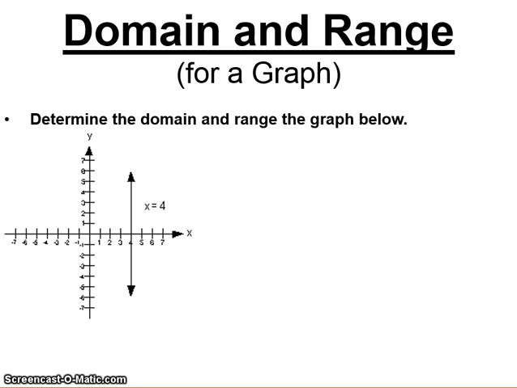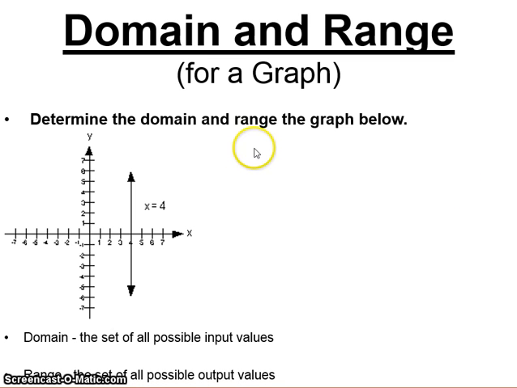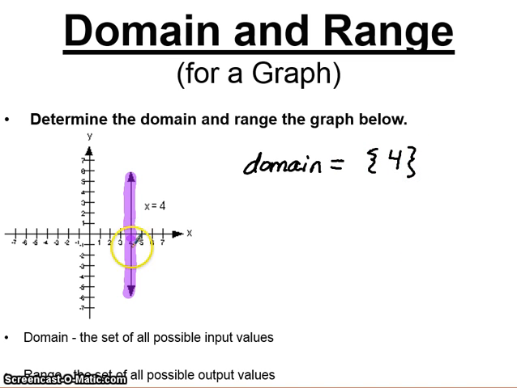Let's look at another example. Now, remember, domain is the set of all input values. So if we want to figure out the domain, we have to figure out which values of x this function touches. If I take any point on here and draw it down to the x-axis or up to the x-axis, you can see that the only place it lines up with is at x is 4. So the domain is actually just one number, 4. That is the only place that it hovers above or below the x-axis.